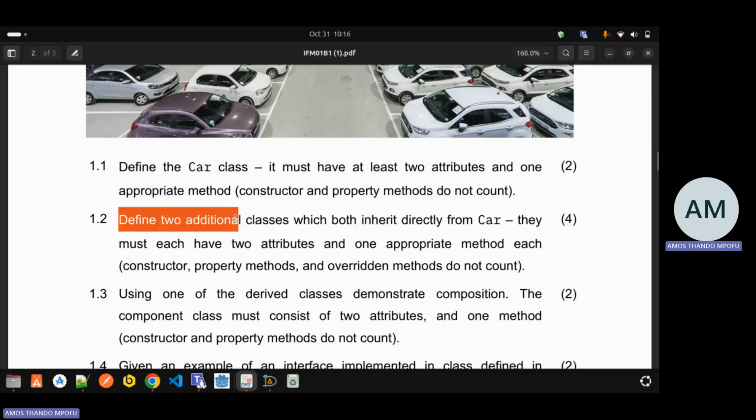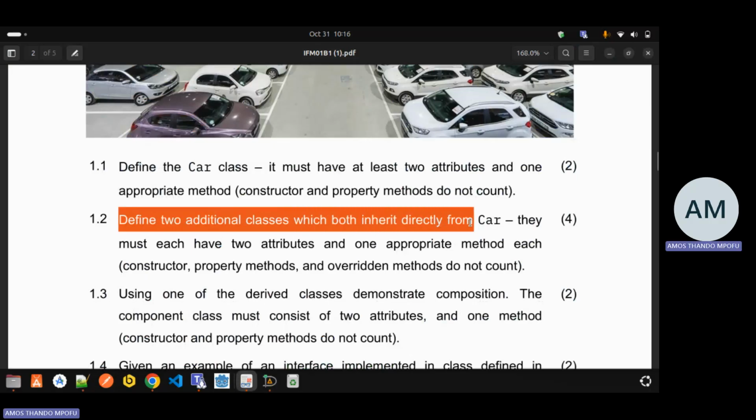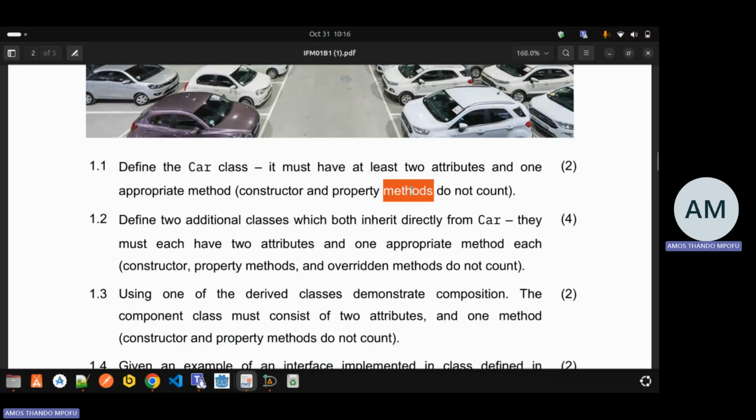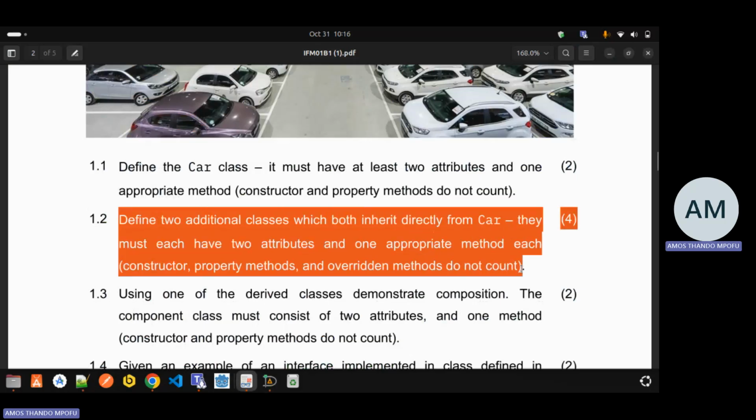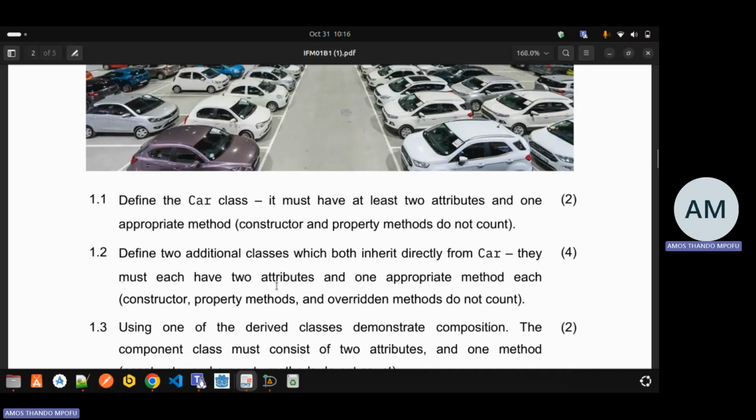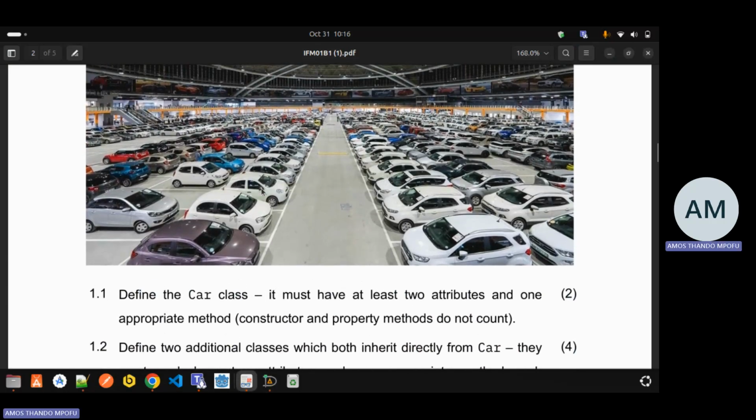So define two additional classes which both inherit from car. So this question is very, very tricky, right? It's very tricky. It's a very tricky question because in your mind you'd be like, well, the only two cars that I can think of... I'll say there's two ways you can approach it. You can choose cars, right?